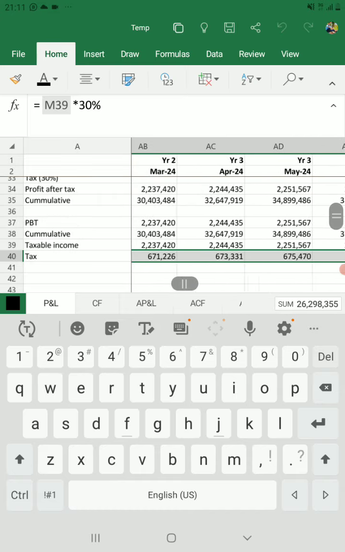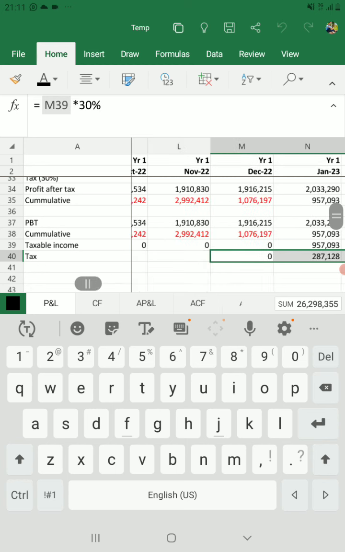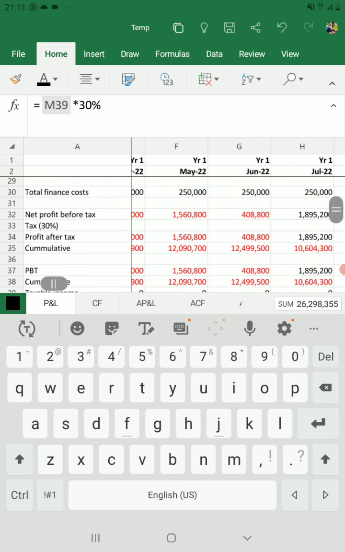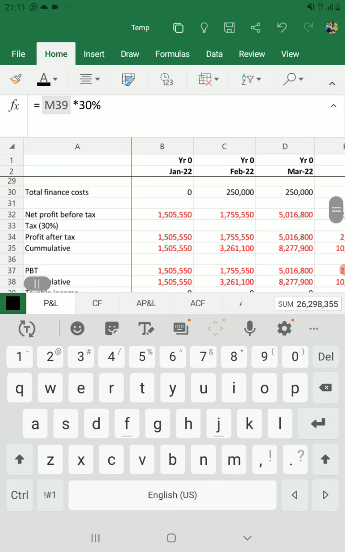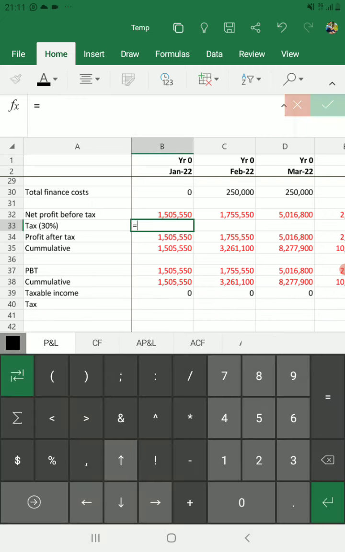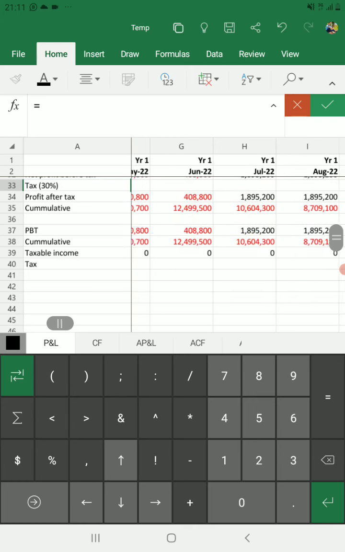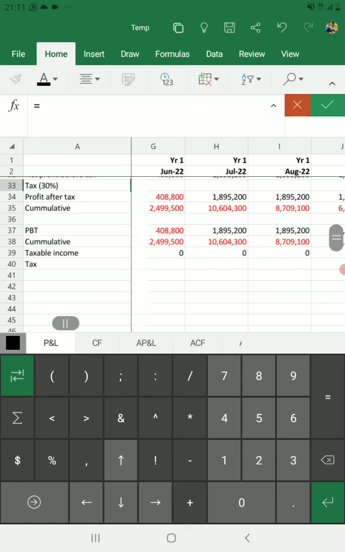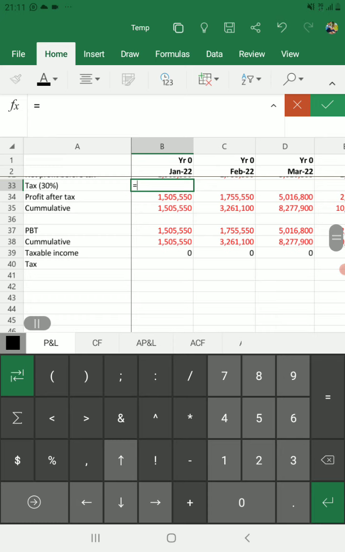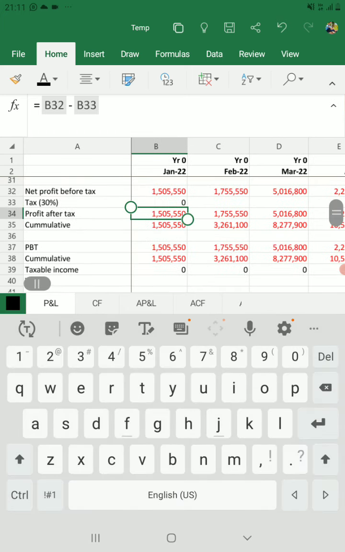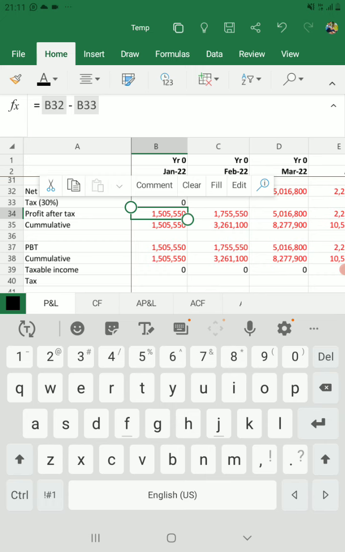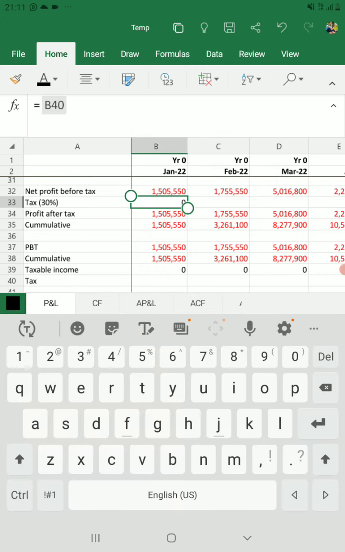And after doing that, then I just come here in the profit and loss, start with an equal sign, and then pick the figure for tax. Okay, here, press enter, and then I drag this one, tap to fill.